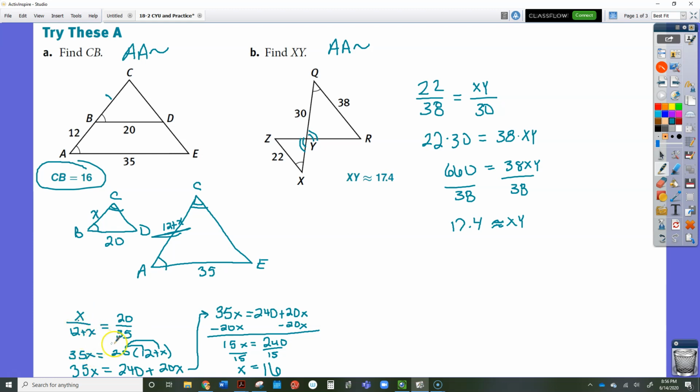But this is the part where I'm afraid you might have messed up because that 20 right there has got to be distributed to both the 12 and the X. So if you did not multiply 20 times 12 and 20 times X to get 240 plus 20X, then you messed up. And then I ran out of room, so over here I just subtracted 20X from both sides to get the X's all on the same side of the equal sign, divided both sides by 15, and that's where I got the value of 16 for CB.